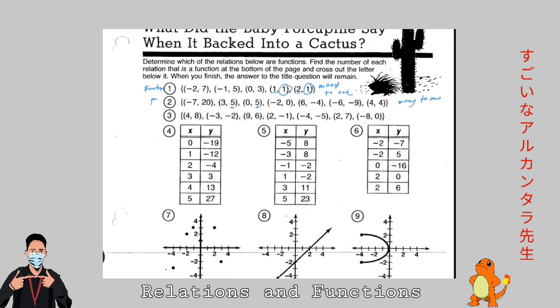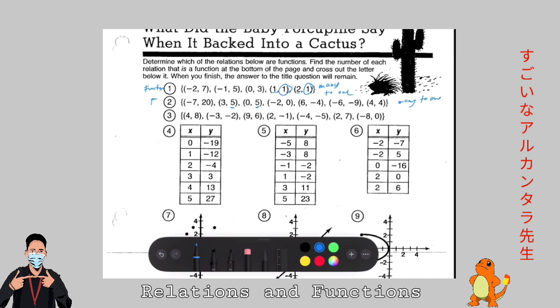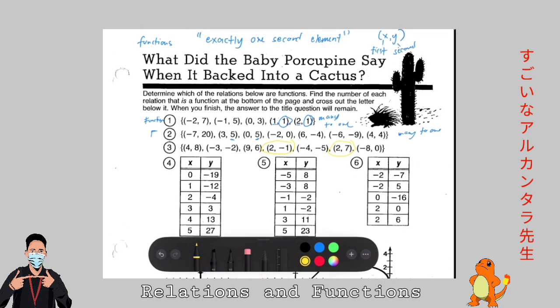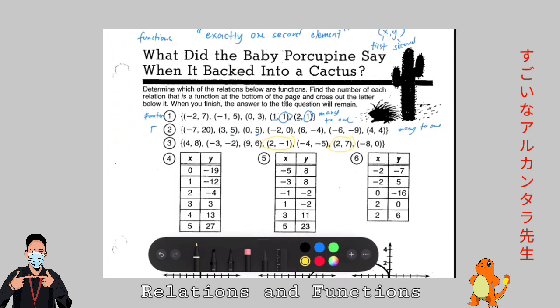The third one, we have (4, 8), (-3, -2), (9, 6), (2, -1), (-4, -5), (2, 7), (-8, 0). Now, I want you to pay attention to two ordered pairs here. Let me change the color so you can see it. We have (2, -1) and (2, 7) here. These two things somewhat give it away. Again, going back to our concept, one element should correspond to exactly 1 second element. Or is it still the same concept that we have earlier?